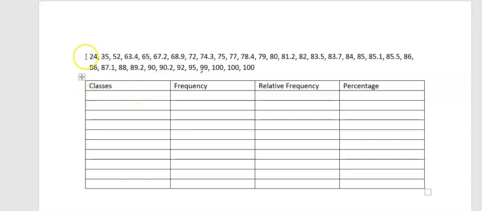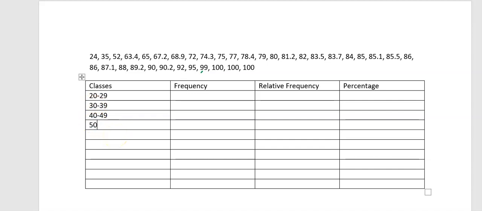The smallest number is a 24, so I'm going to start my classes from 20 to 29. And notice the increment of 10: you can think of the bottom of each class as being 10 apart. So this is from 20 to 30. They each have to be exactly the same length, the same distance from the lower limit to the next lower limit.